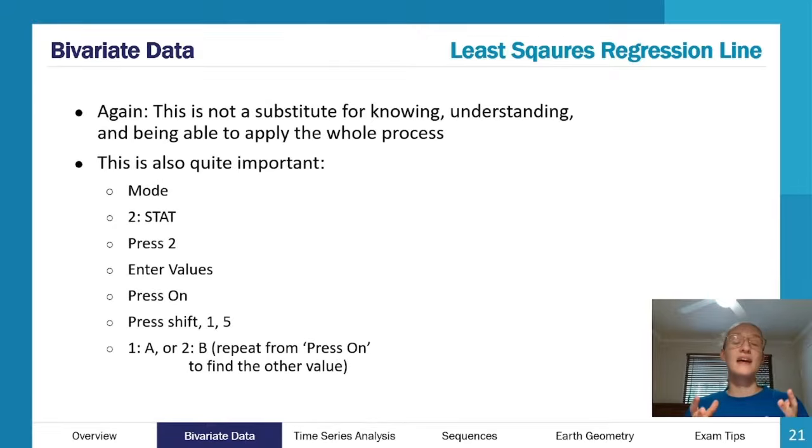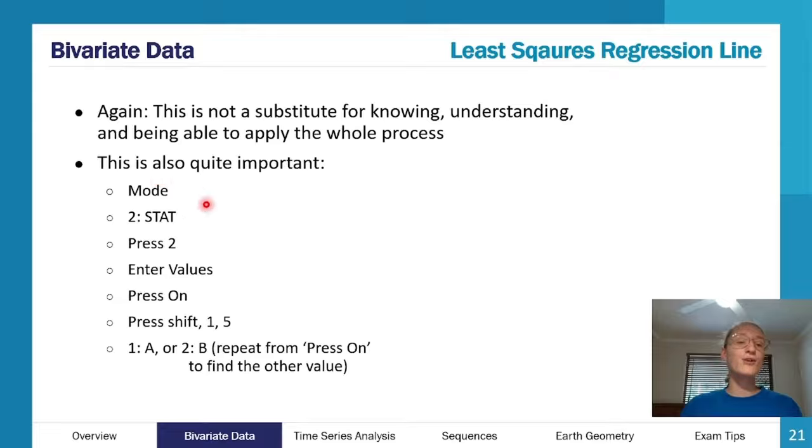So again, calculating A and B by hand, bit of a time-consuming and painful process, but also really important. But you can also calculate this using your calculator. But again, it's not a substitute for knowing how to use the formulas in your formula sheet, because that's a really important part and could definitely be assessed on your exam as well.